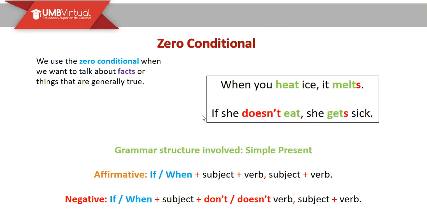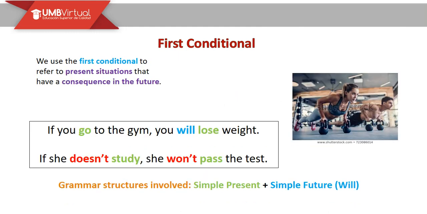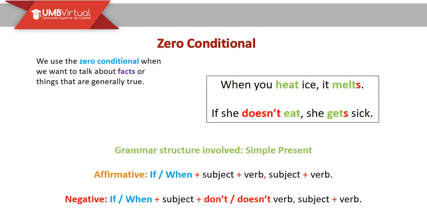There is one example in here, as you can see right there. When you hit ice, it melts. We have when, or we can use if. Both of them are used for this condition, which expresses the fact or the thing that we consider is true. And right there, the consequence. It could be it melts, or if she doesn't eat, she gets sick. Right there you can see the 2 consequences, which is after the comma.